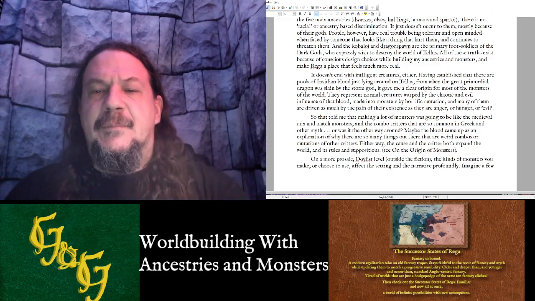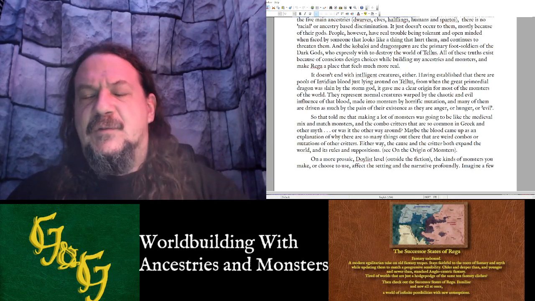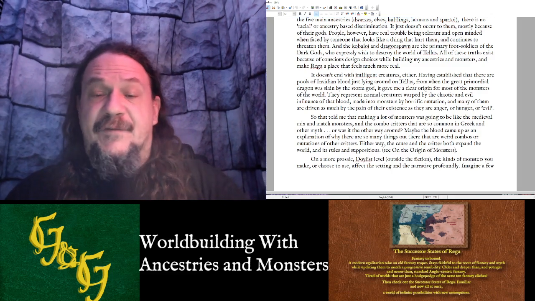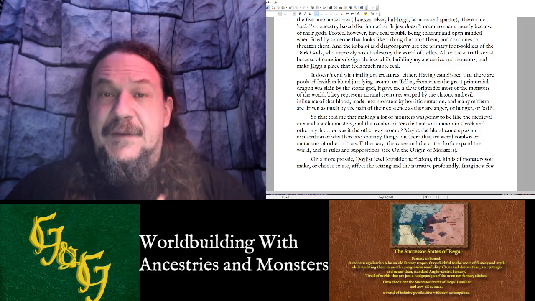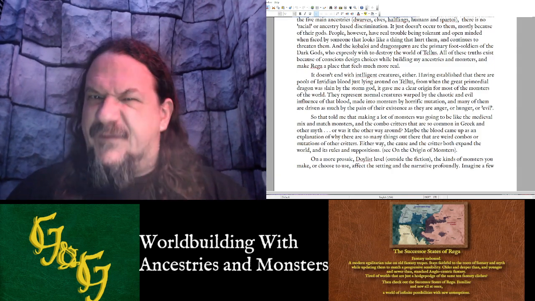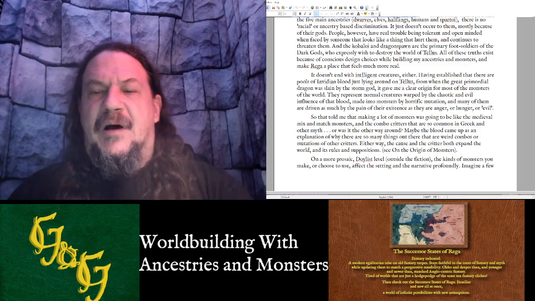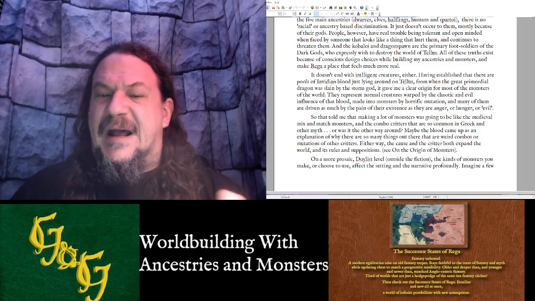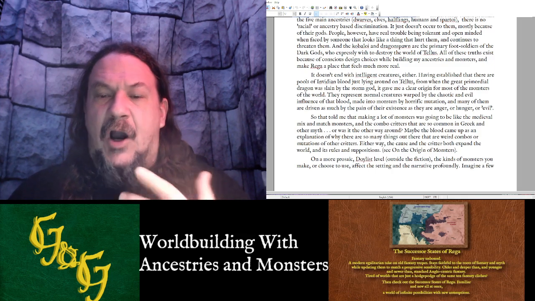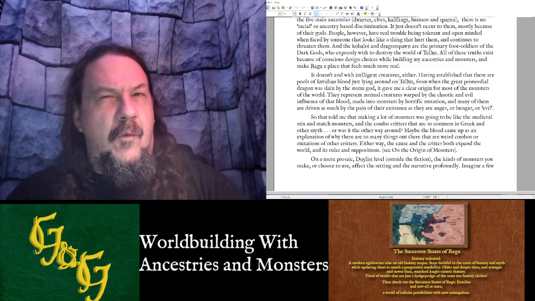They represent, in most cases, normal creatures warped by the chaotic and evil influence of that blood, made into monsters by horrific mutation, and many of them are driven as much by pain, the pain of their existence, as they are anger or hunger or evil. So that told me that making a lot of the monsters was going to be like the medieval mix and match monsters, right? The various types of chimera and the combo critters that are so common in Greek and other myth. Or was it the other way around?